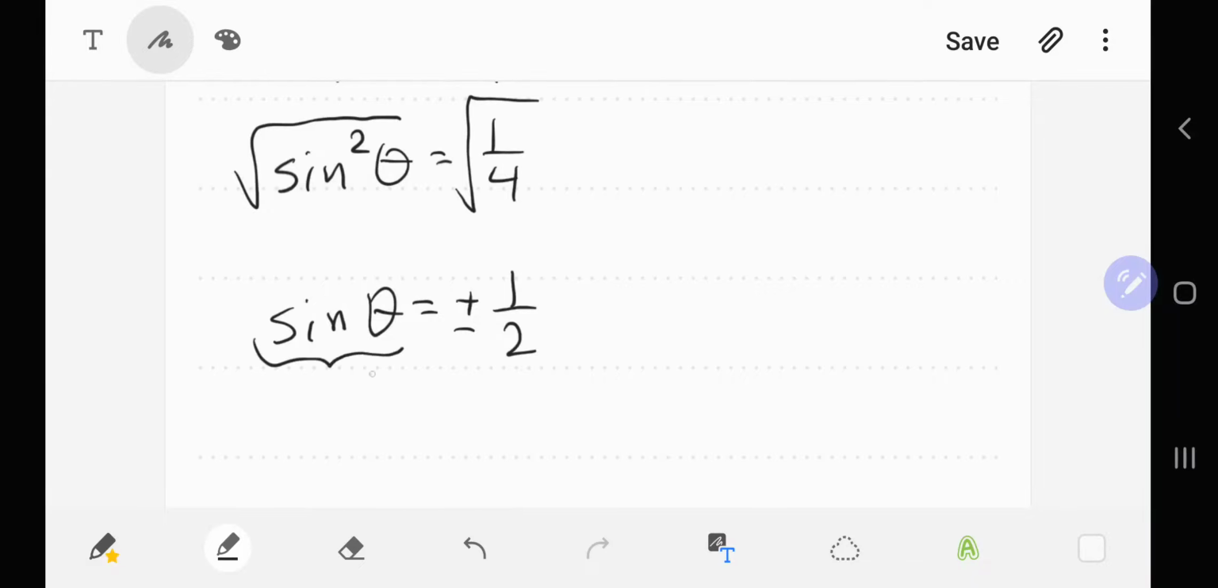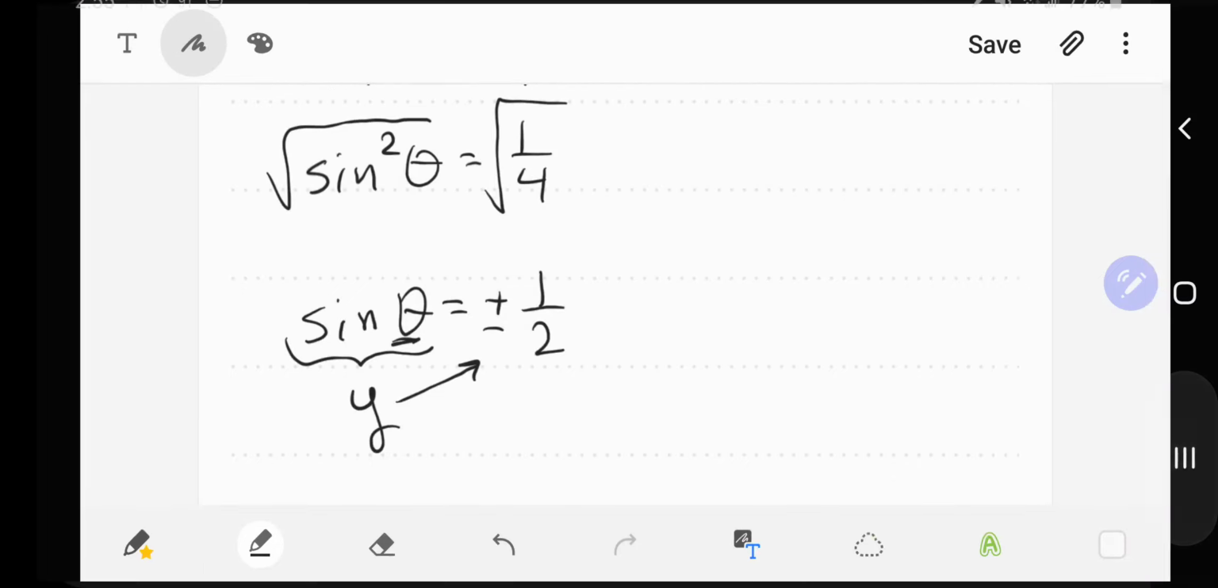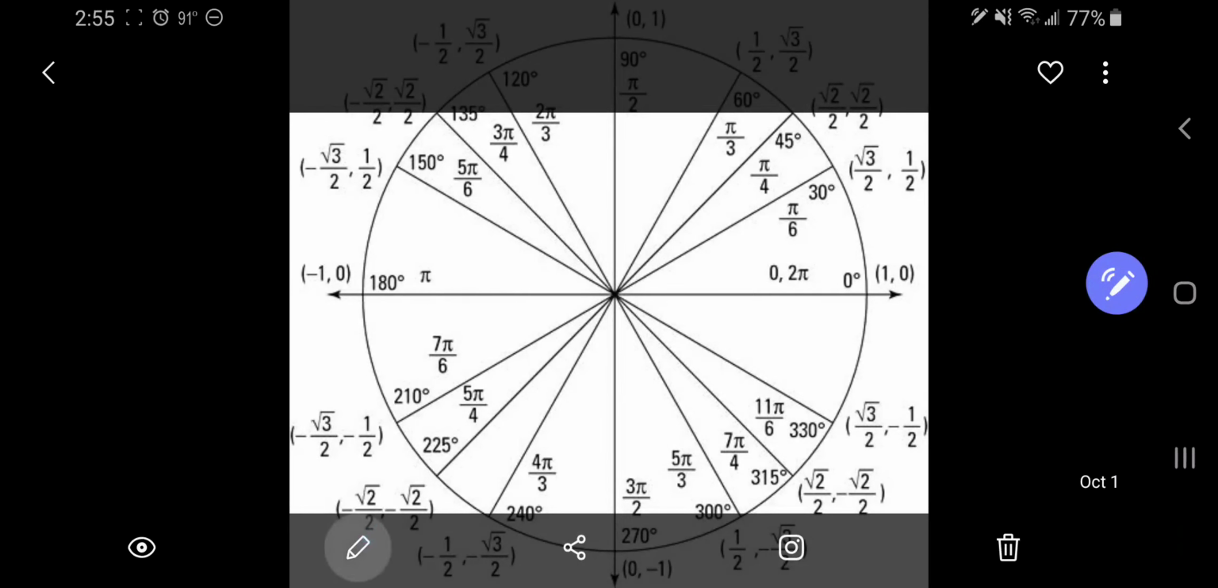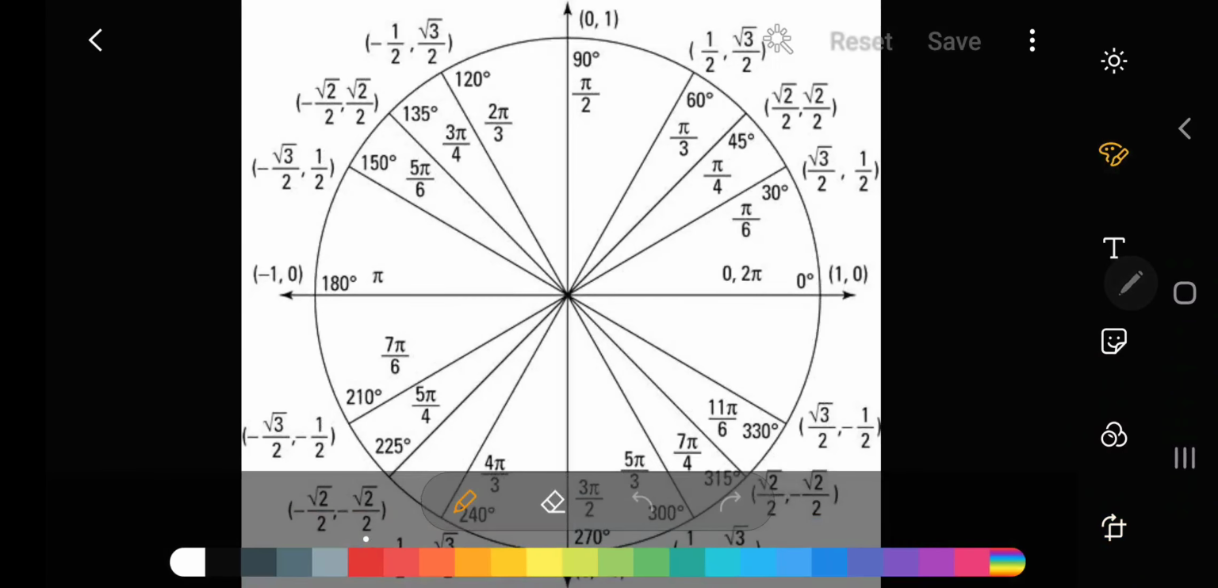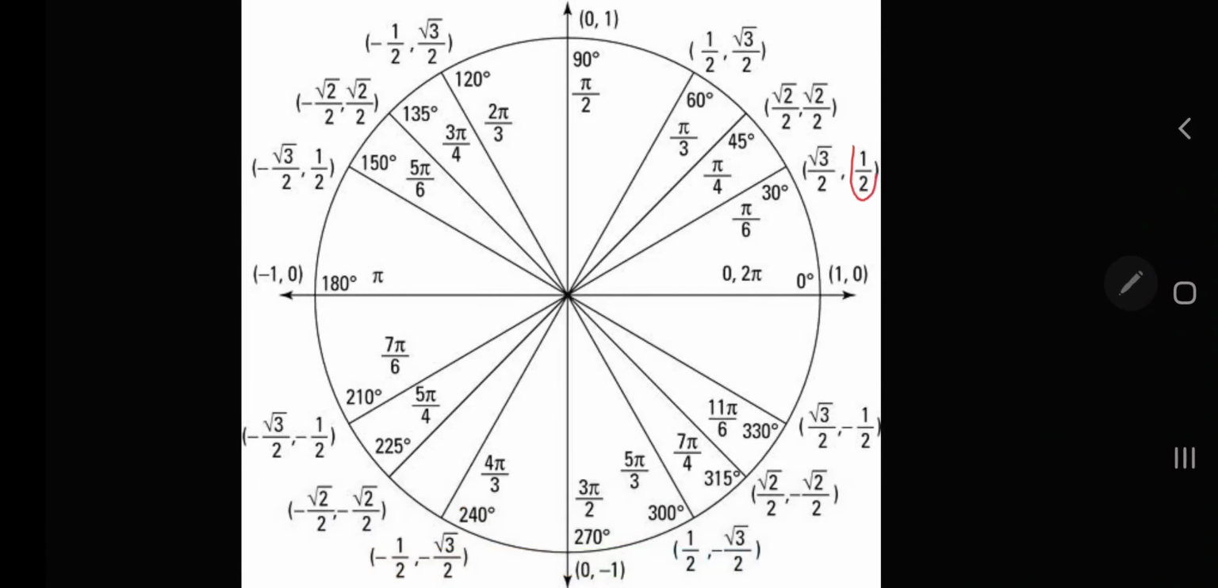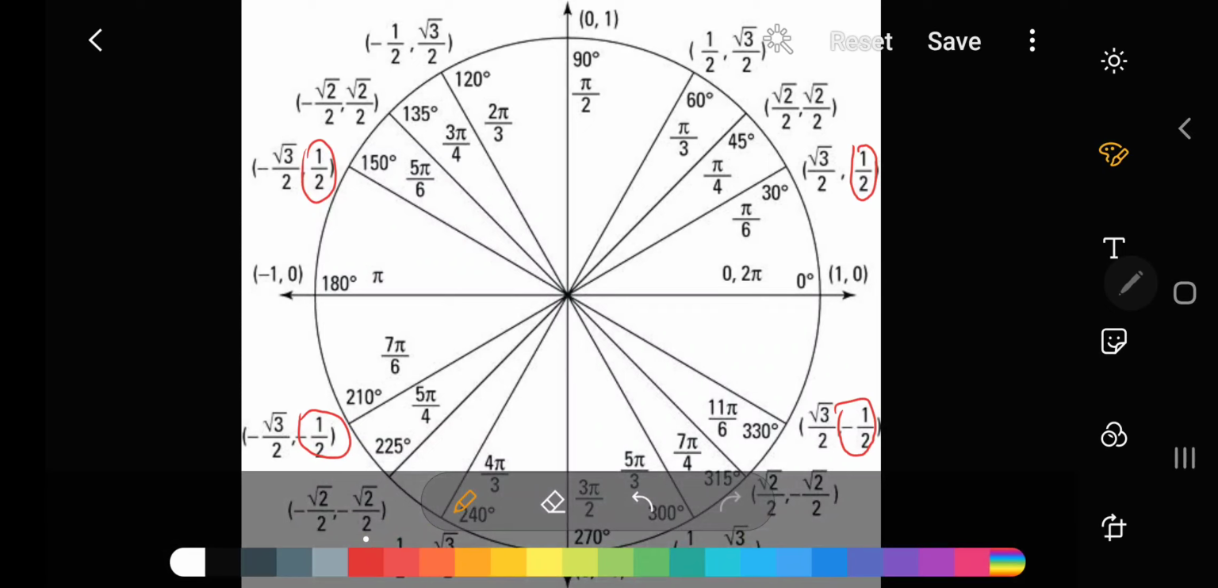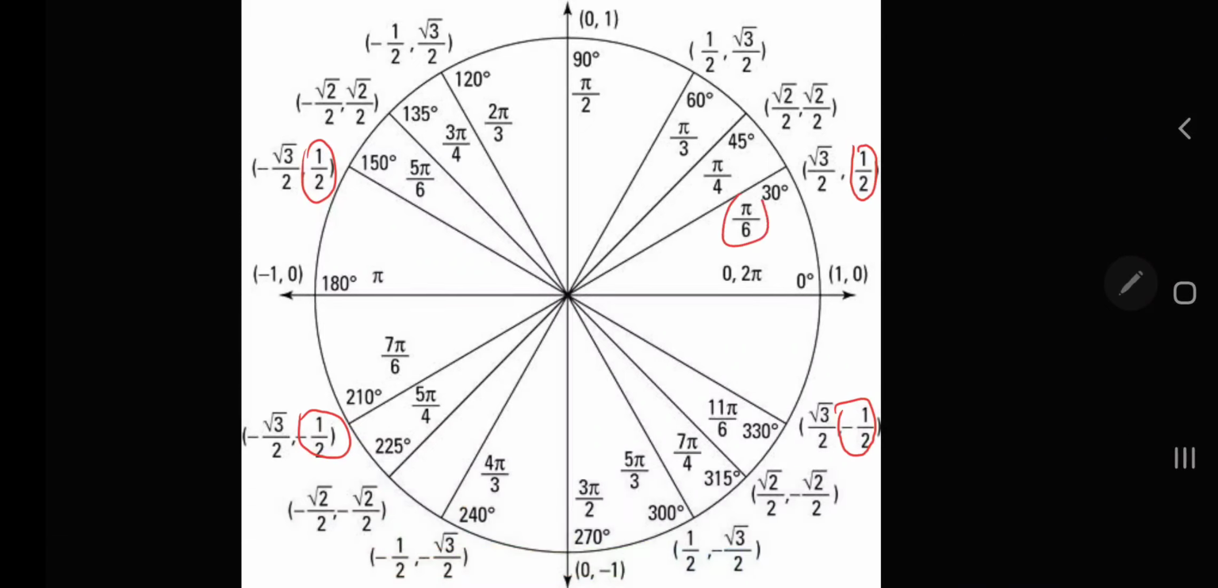And recall that in the unit circle, sine is y. So we're going to find all the angles of theta that have a y coordinate of either positive 1/2 or negative 1/2. And so to do that, we're going to go to the unit circle, and we're looking for all of the y coordinates that are positive half or negative half. Positive half, positive half, negative half, negative half.